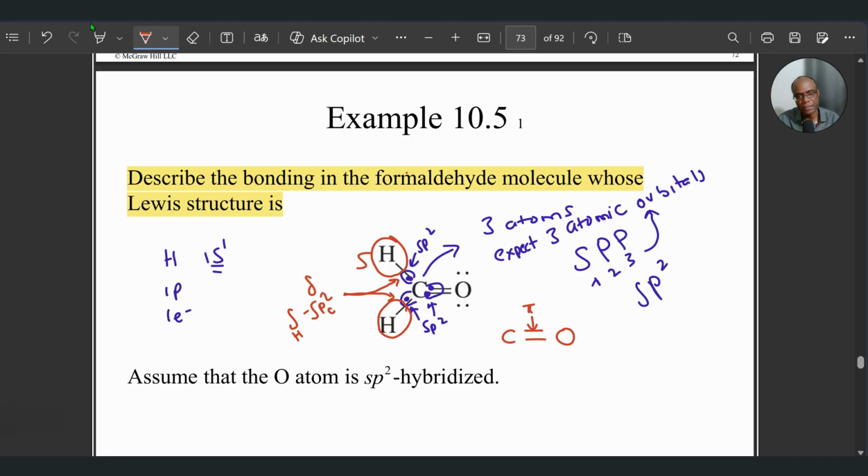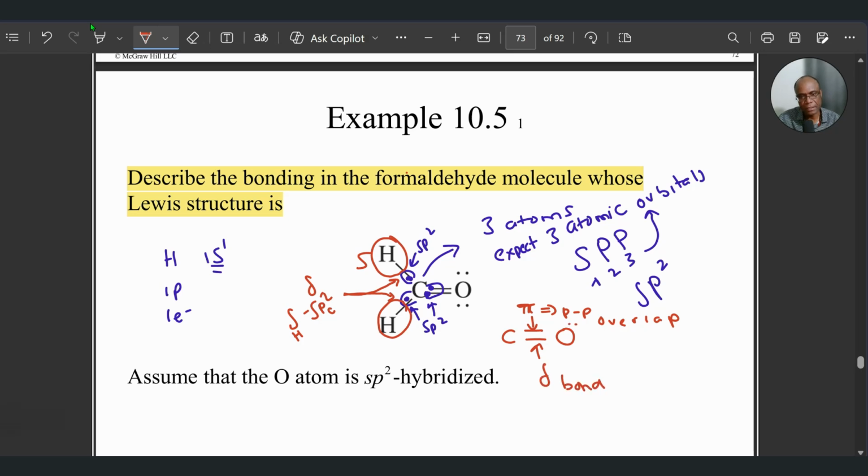Let's presume that this is pi. This pi is formed by side-side overlap of an unhybridized p orbital from oxygen and carbon. They give you a pi bond. So a pi bond is always made by pp overlap. Remember, we are describing the bonding in this molecule. The other one is a sigma bond.